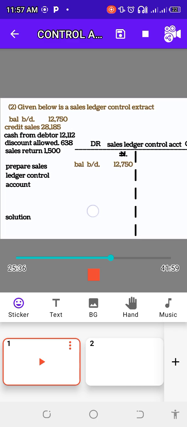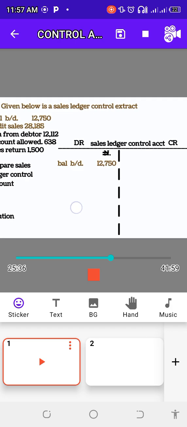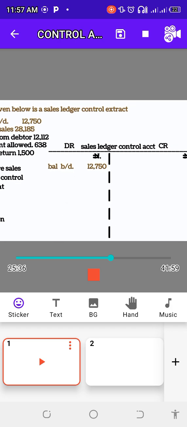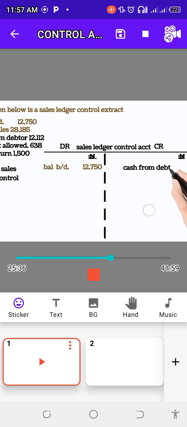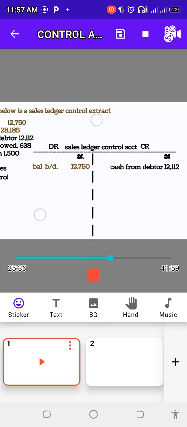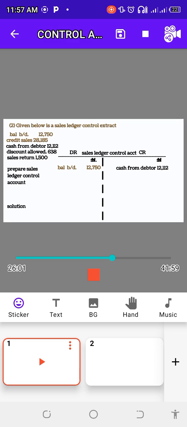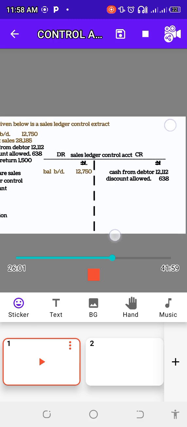Then discount allowed reduces it, or cash from debtor. When debtor pay part of the cash they are owing, that will reduce what they are owing. Cash from debtor is 12,112. Then a discount allowed is also one of the items that reduces it, and it is worth 638.